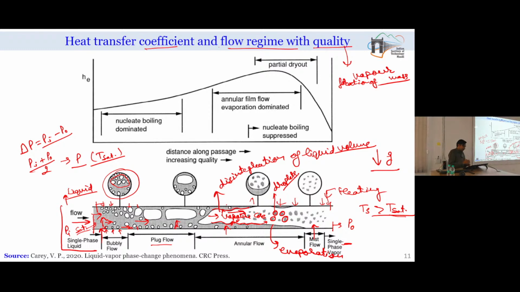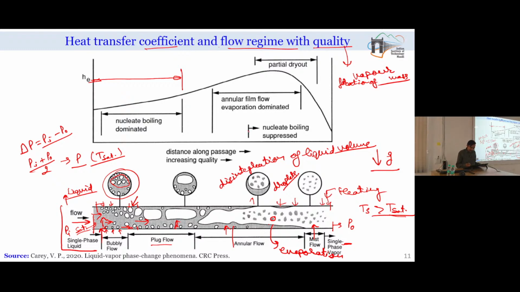Along with that, the heat transfer from the film will be more in comparison to the heat transfer from the wall. So, we can say that the inlet portion of the tube is majorly dominated by nucleate boiling. Even up to somewhere here, you can see this majority portion is dominated by nucleate boiling, where wall nucleation is participating in the boiling process.